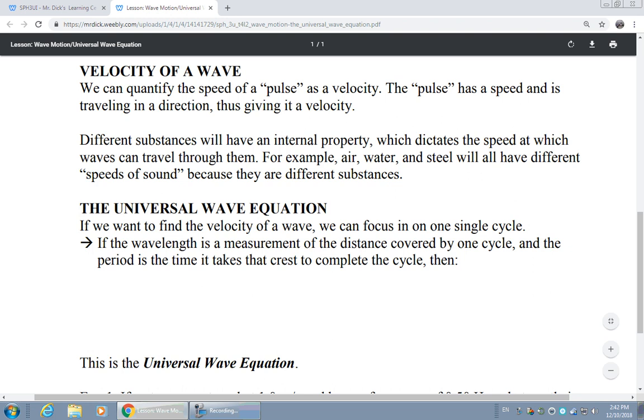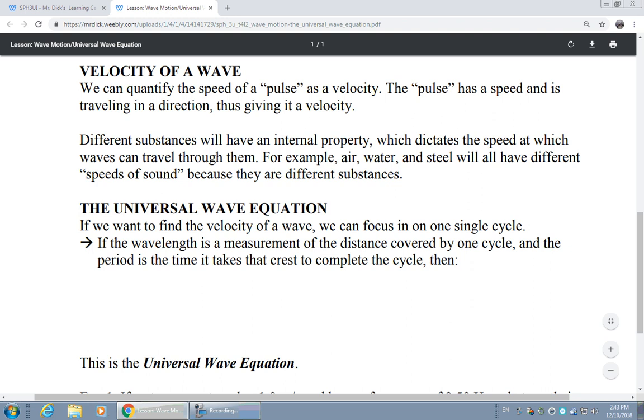So for example, sound waves need something called a medium. They need to move through particles, for example, air particles or water particles, or maybe solid particles like steel. And a sound wave transfers its energy through that medium. But if it's transferring through air, it may transfer at a different speed than if it's going through water or if it's going through steel. Those all have different speeds of sound because each individual substance provides a different medium to transfer that energy.